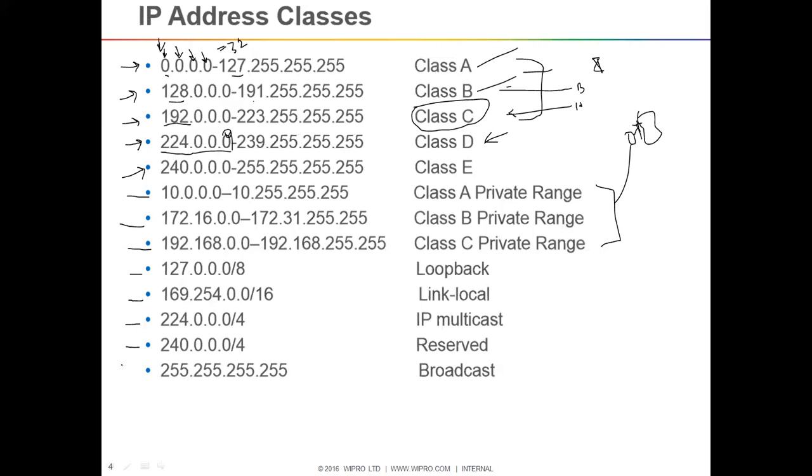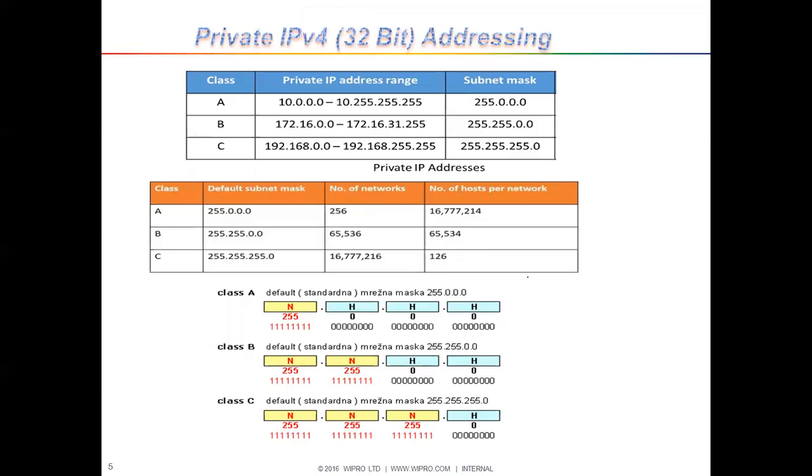This is reserved, and the address 255.255.255.255, all ones, is called a broadcast. Broadcast means, you remember RIP: if a packet comes, it will broadcast to everyone, like hello, hello, hello. So these are the IP address classes.